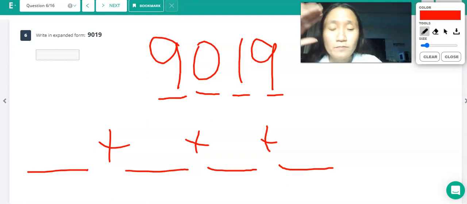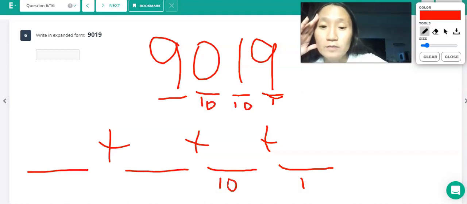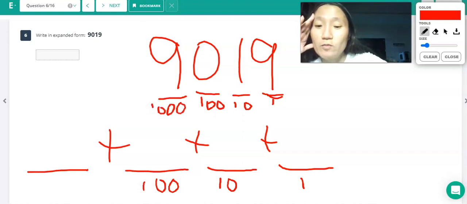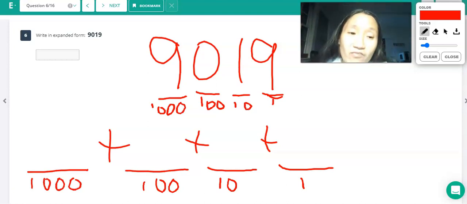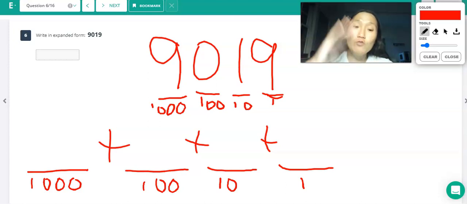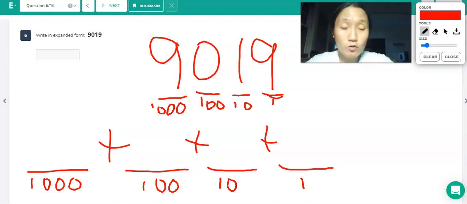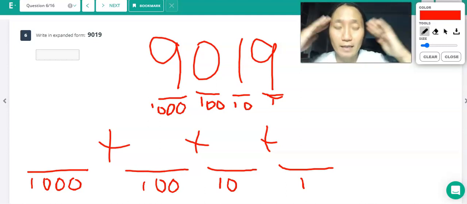So this is the ones, this is the tens, this is the hundreds, this is the thousands place value. So you need to have your place values correct. You need to have a place value for each digit. This number has 4 digits. You need 4 place values. Some of you were not including 4 place values. What you had didn't even make sense.